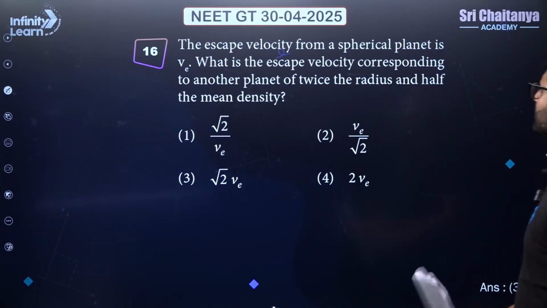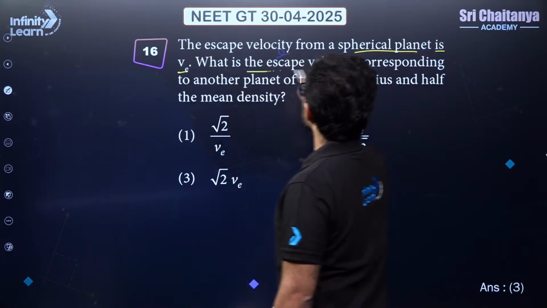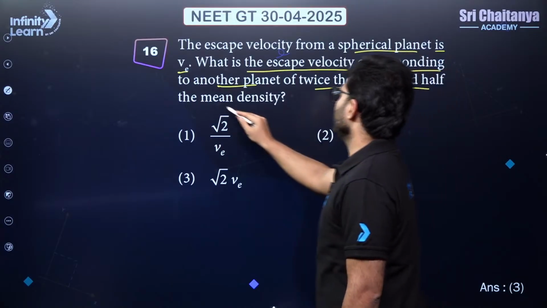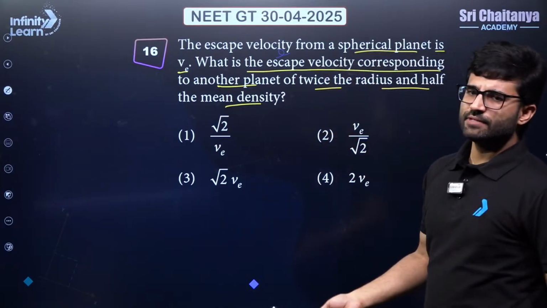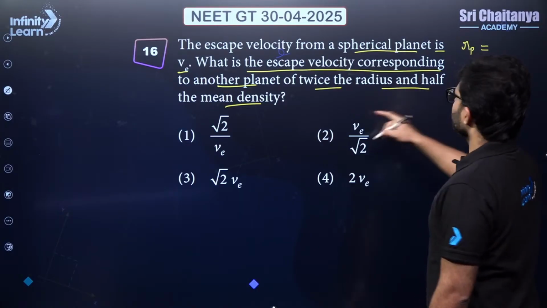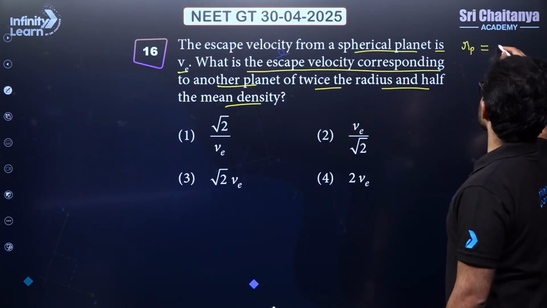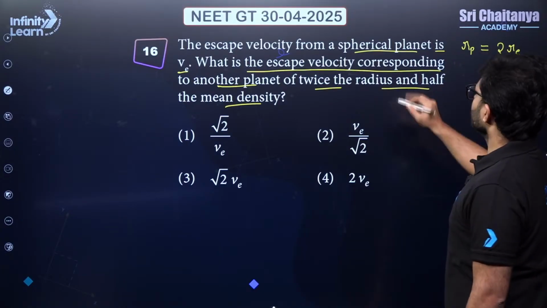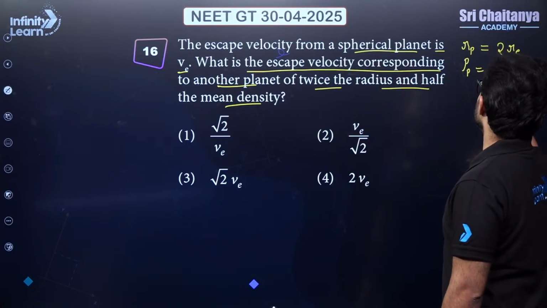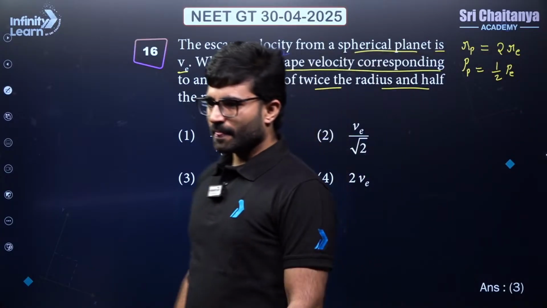The escape velocity from a spherical planet is VE. What is the escape velocity corresponding to another planet of twice the radius and half the mean density? So let us write the relation. Let's say that planet radius is RP. They are saying it is twice the radius, so RP is twice of RE, and the density is half. So density of this planet is half the density of the previous one. Clear?